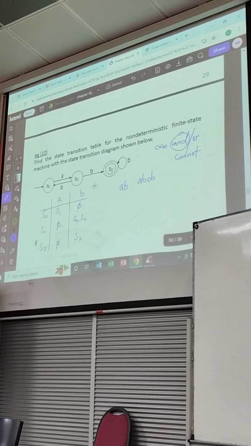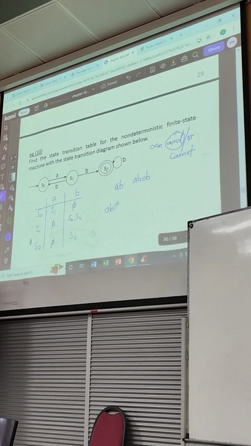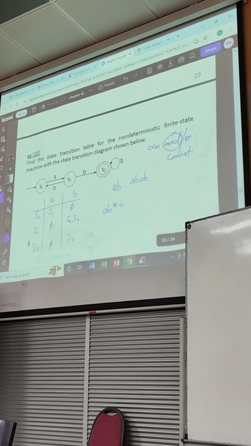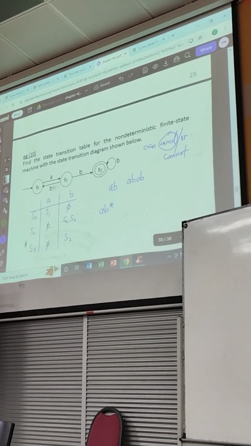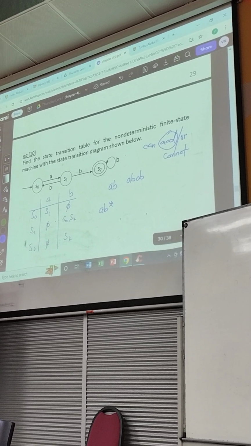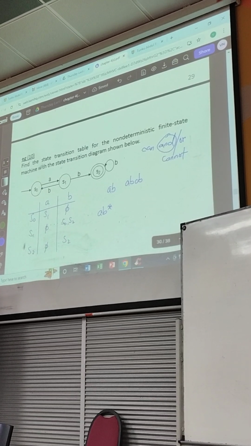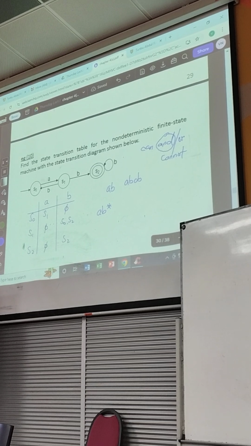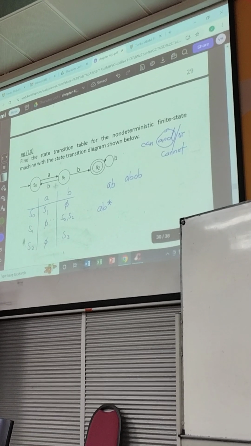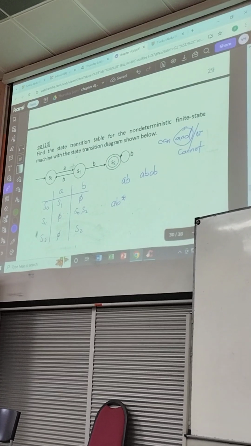AB, S3. Where to put the S3? This AB is referring to this one. You refer to this. How? Any idea? Can we repeat this many times or not? Can. So means can or cannot? Can. You can keep on repeating, isn't it?